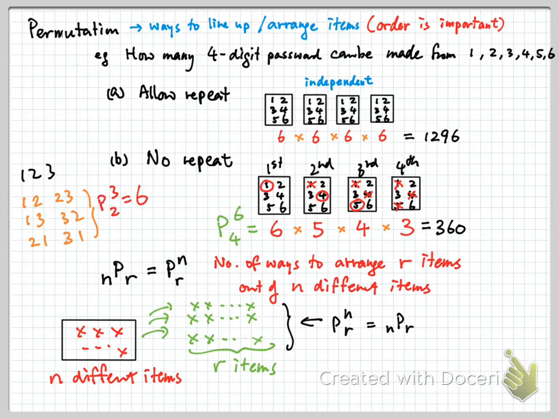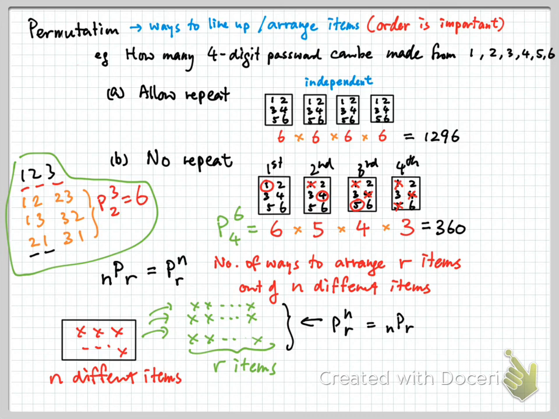3P2 means we have 3 different numbers, 1, 2, 3. Every time we line up 2 of them, so 3P2, there are 6 different arrangements. So 3P2 equals 6. This is just another example. But in general, we want to calculate what NPR is.